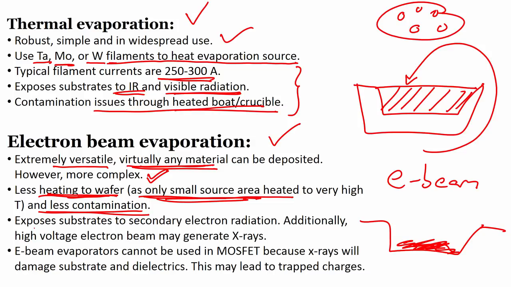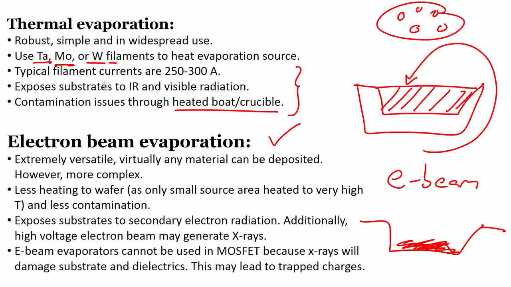Next, it exposes the substrate to secondary electron radiation. You see, there is a drawback, that it exposes the substrate to secondary electron radiation, and high voltage electrons may generate X-rays. A high electron beam generates what? X-rays. We have studied in physics, right, that when we use a very high electron beam, then there is a generation of X-rays.